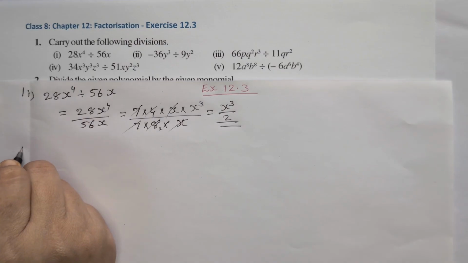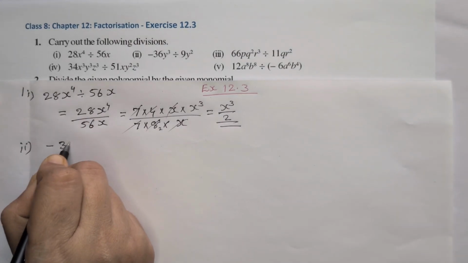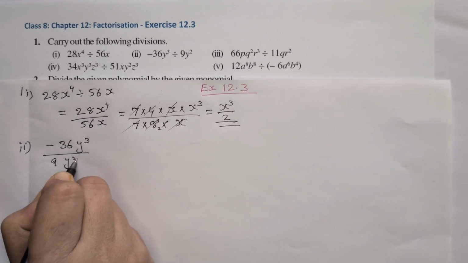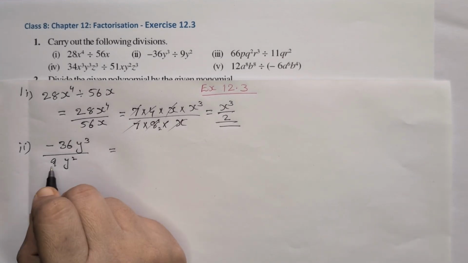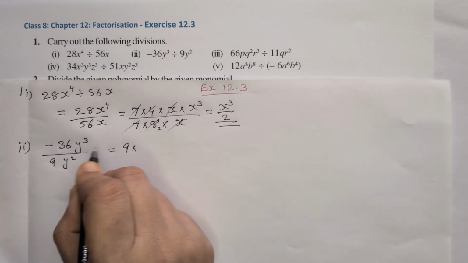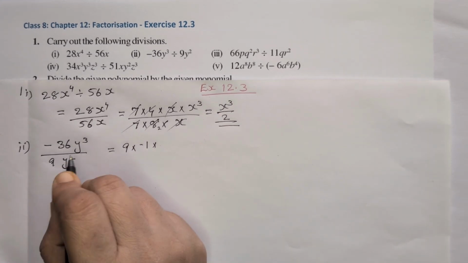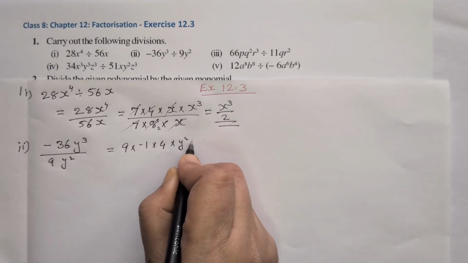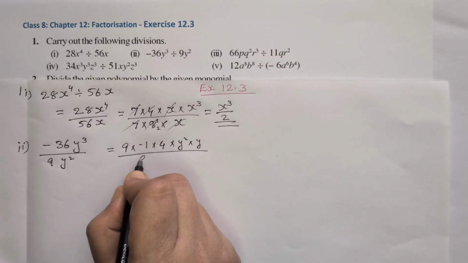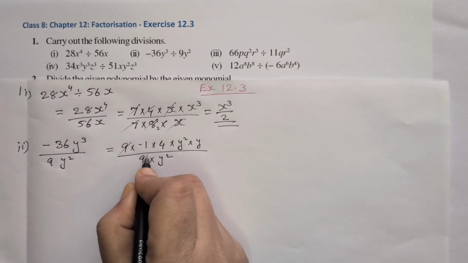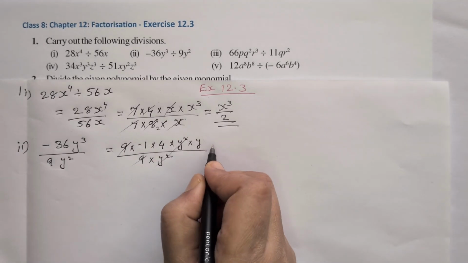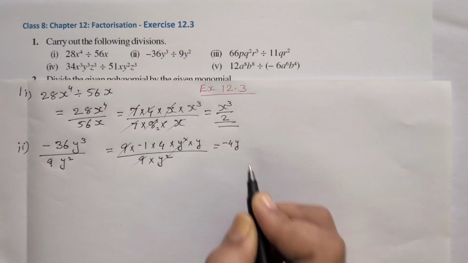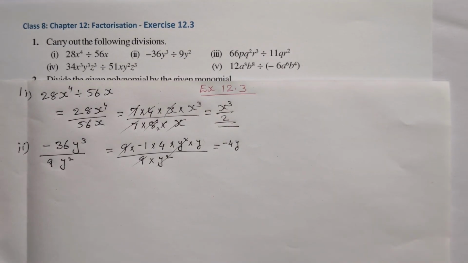Same way the next one. Minus 36y cube, divided by 9y square. You can write 36 in terms of 9. Minus sign we can put as minus 1 into 9 into 4. And here y square is there. So y cube we can write as y square into y, divided by 9 into y square. 9 we can cancel, y square also we can cancel. The remaining is minus 1 into 4, that is minus 4y. So the answer here is minus 4y.